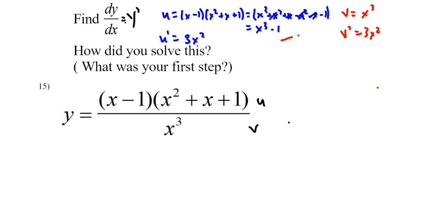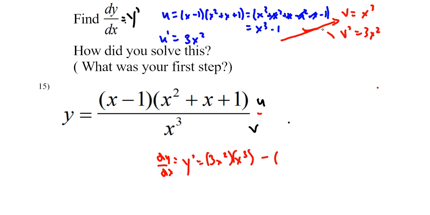And so once again, using the quotient rule, because we have the quotient u over v, we're going to find y prime, which is also equal to dy dx. What we have is going to be low d high, in this case 3x squared times x cubed, minus high d low, which is 3x squared times the quantity x cubed minus 1, all over low squared, or the bottom squared, which is x cubed squared.